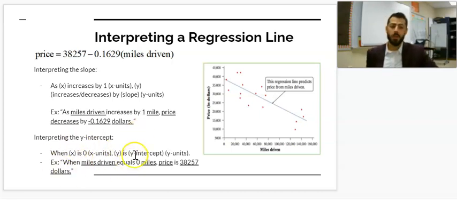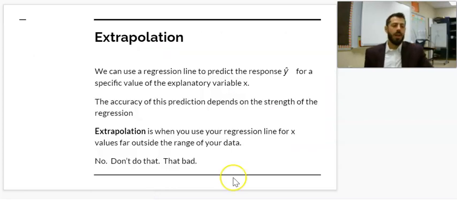Same thing when I'm interpreting the y-intercept. Again, I have my x units, my y units, and my value for my y-intercept. Same x and y from before, but now we're using the y-intercept instead of the slope. So the way I would read this, I would say when miles driven equals 0 miles, the price is $38,257. Or in other words, if I haven't driven this car yet, the price will be $38,257, or should be.